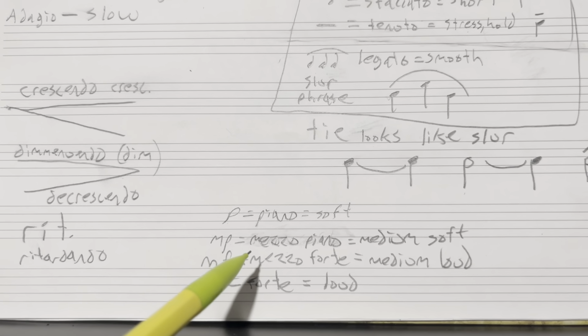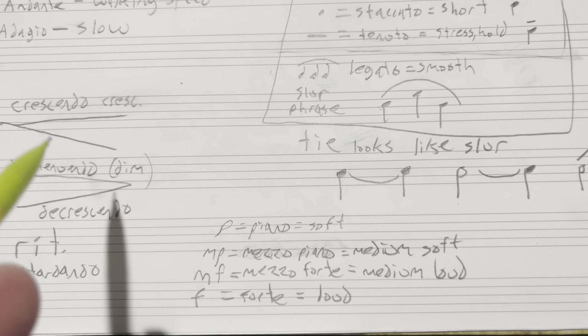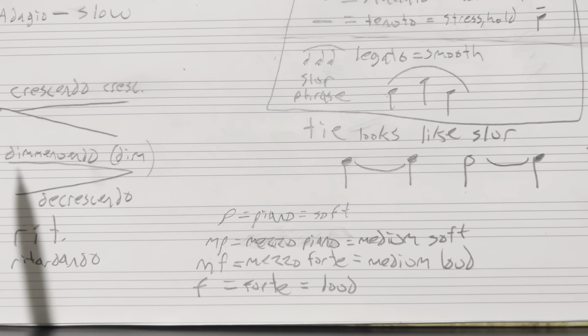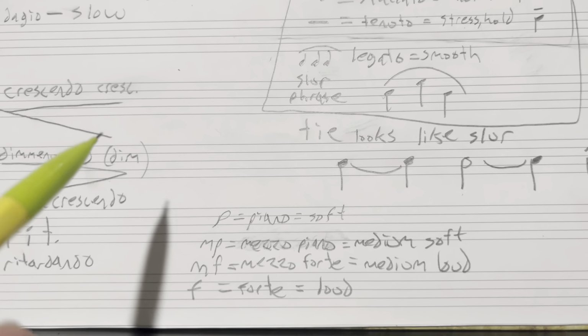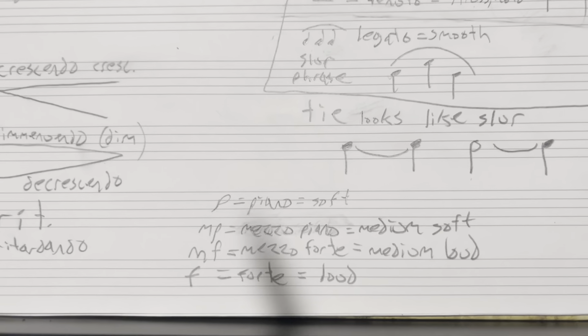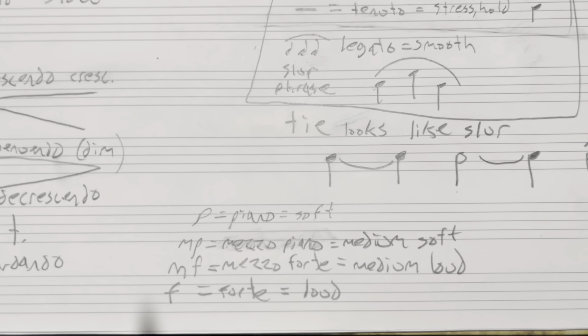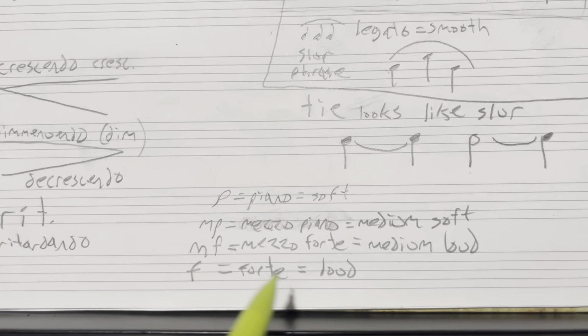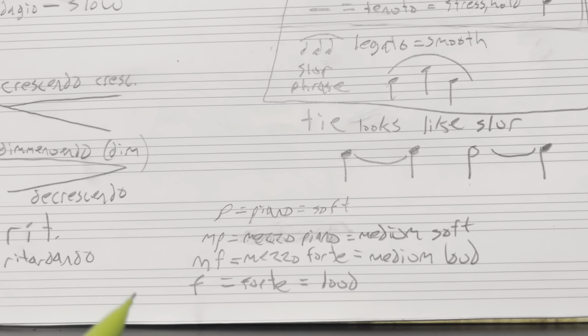Mezzo, you could think of as meaning medium. There's mezzo soprano. Sopranos are the highest female singers. Well, there's, I think, some that can go way higher, but let's just think sopranos are high. Mezzo sopranos are kind of high, so like girls that sing a bit lower. And then we have forte for loud. Forte, I think, technically means strong, and this translates to loud.